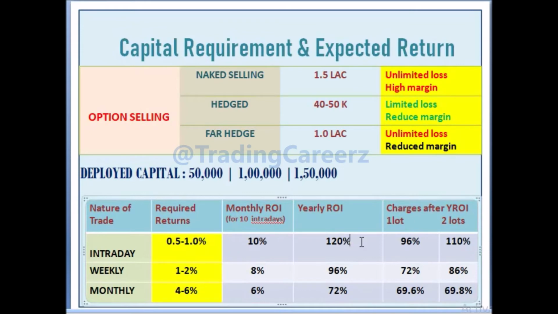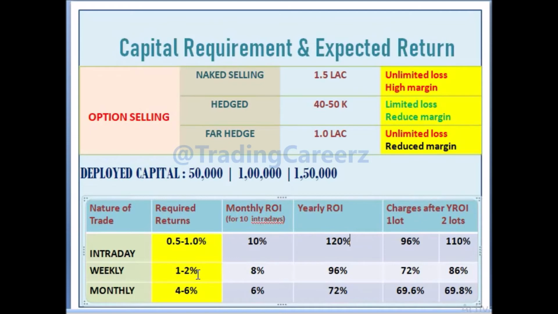I think you also know mutual funds and fixed deposits, where they are giving only 7 to 8% hardly. Now you are getting 120%, which is not a small amount, it is huge. That's why you have to select 0.5 to 1%. It is not a small return, it is a huge return for intraday traders.